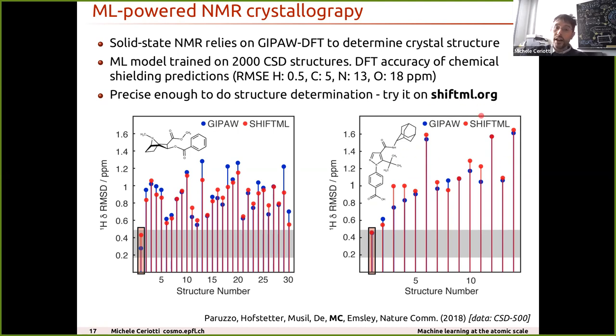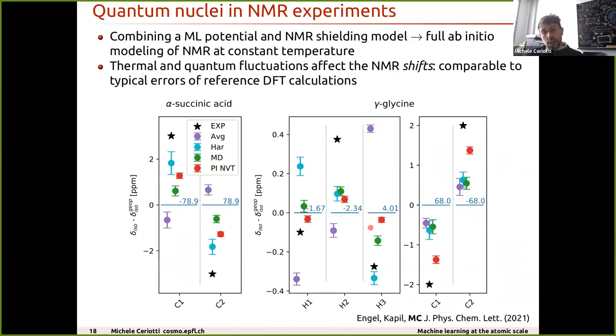And basically now we have a machine learning model that we call ShiftML that reaches the same level of accuracy as DFT with respect to experiments and allows you to accelerate greatly crystal structure determination using this combination of theory and experiments. And another nice thing that you can do is to combine sampling of finite temperature thermodynamics, in this case for molecular crystals, with calculation of the properties, in this case, the chemical shieldings.